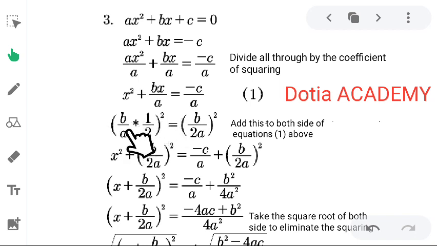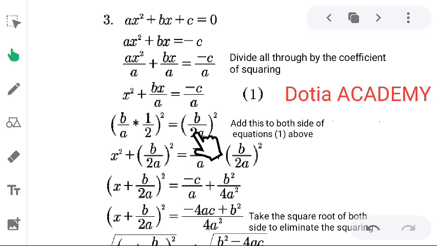Divide something by 2, divide a fraction by 2. It also implies multiply that fraction by half. Dividing anything by 2 implies that you multiply that fraction by half. So you have them all squared. b over a is the coefficient of x. You divide it by 2 or multiply it by half. You have a square to be equal to, so when you do that, b times 1, you have b. a times 2, you have 2a, everything squared.